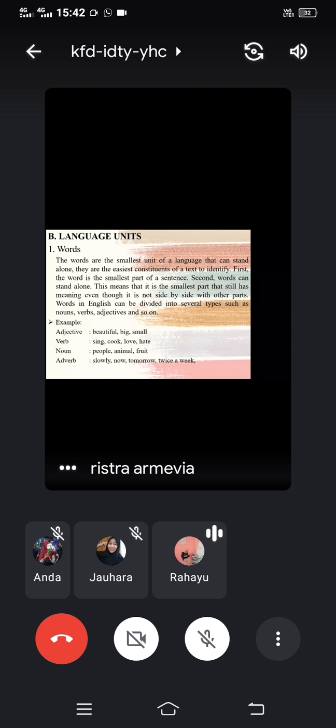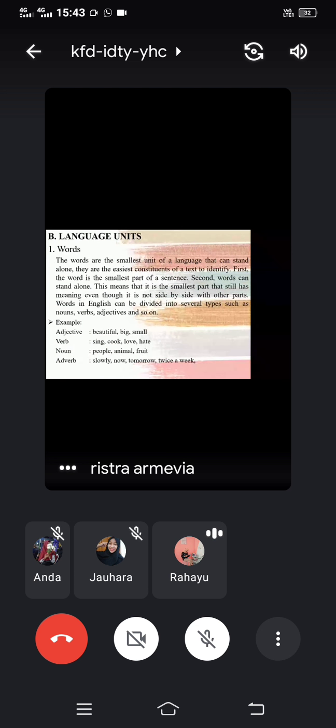B. Language units. 1. Words. The words are the smallest unit of a language that can stand alone. They are the easiest constituents of a text to identify. First, the word is the smallest part of a sentence. Second, words can stand alone. This means that it is the smallest part that still has meaning even though it is not side by side with other parts. Words in English can be divided into several types such as noun, verb, adjectives, and so on.